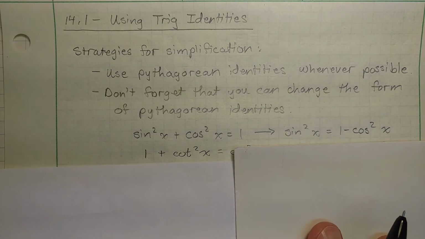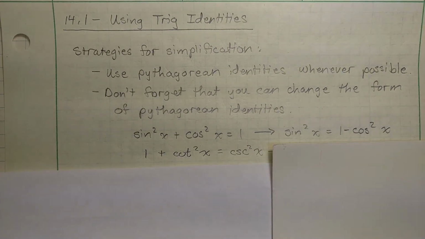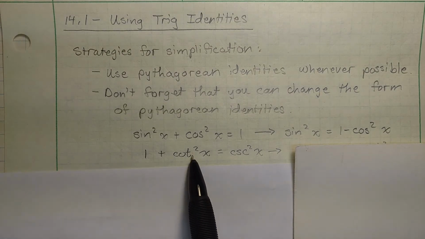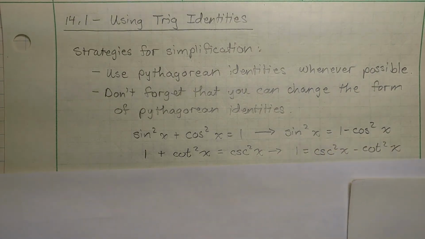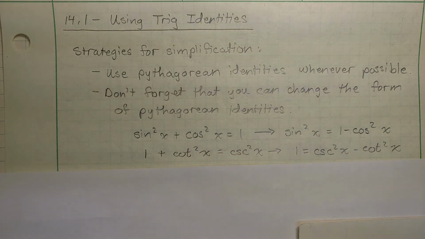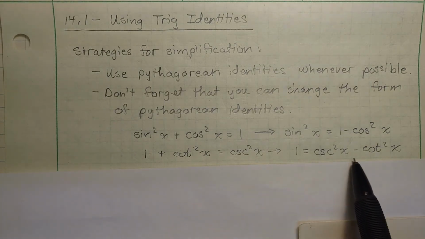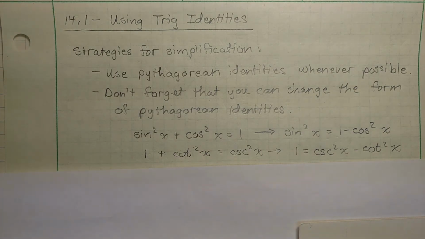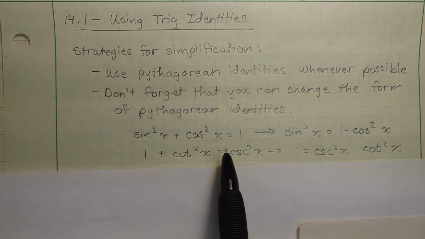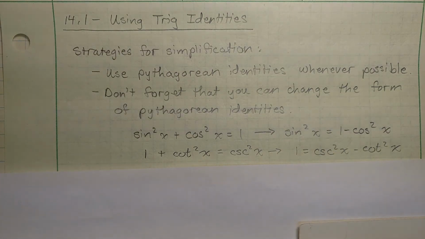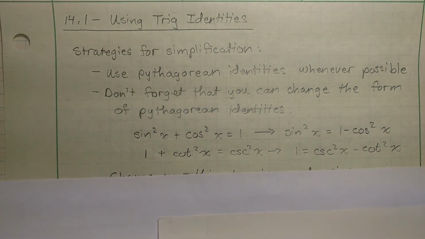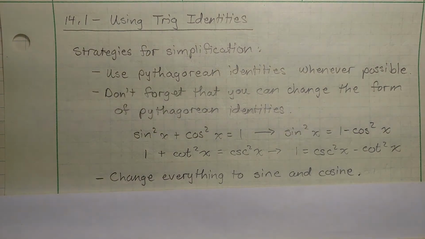Here's another one of our Pythagorean identities: 1 plus the cotangent squared x is equal to the cosecant squared x. I could move this cotangent squared over to the other side, and I could say 1 is equal to the cosecant squared minus the cotangent squared. So if you see this, you could simply replace it with 1. So remember, there are the basic Pythagorean identities, but you can also manipulate them by moving things from side to side. And then finally, really the most common thing that you do is change everything to sines and cosines and then cancel out and simplify where possible.